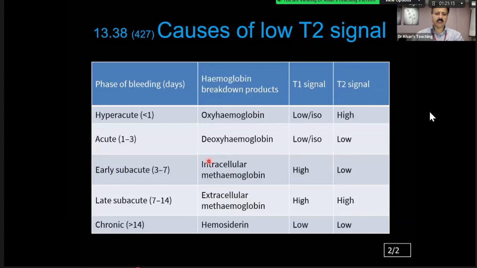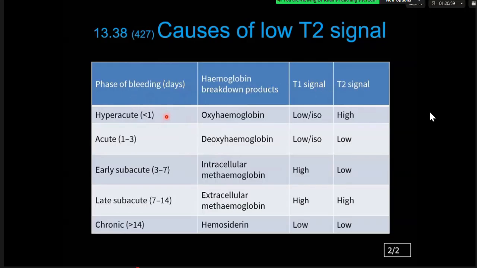The main point is coming back. This is a continuity in the same. There is a chart also. This is from the latest edition. Phase of bleeding, hemoglobin breakdown, T1 signal, T2 signal. So hematomas can be divided into hyperacute, which is less than 1 day, acute 1 to 3 days, early subacute 3 to 7 days, late subacute 7 to 14 days, chronic is more than 14 days.